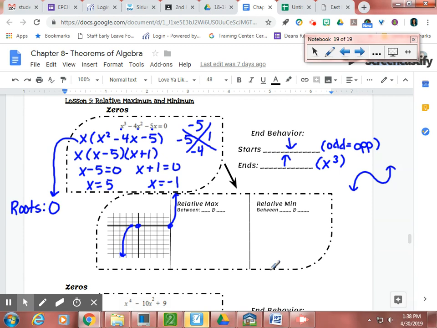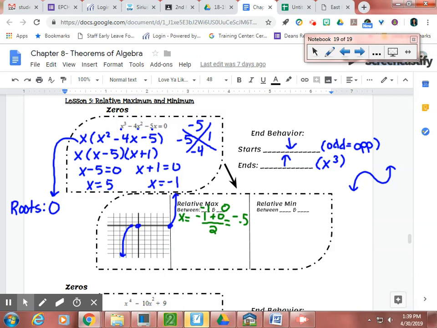You can see that we're going to swoop up in between these 2 points. So our relative max is going to be between -1 and 0. You're looking for what's directly between -1 and 0, so you would do -1 plus 0 and divide it by 2. That's going to give you -0.5, so half a box.